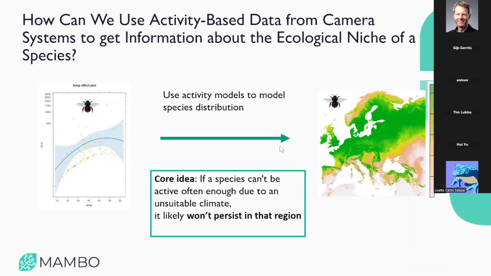So our idea was that camera systems are producing mostly activity-based information, and the question is how we can extract ecological information out of this. The idea was that we can use activity models to model the species over space, to basically produce species distribution models, with the core idea that if a species can't be active often enough due to an unsuitable climate, then it's likely that it won't persist in that region for a long time.